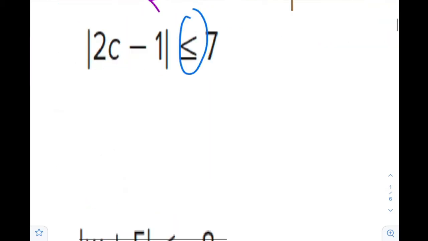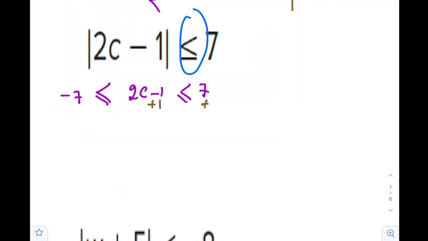Let's do it here. So I will copy this side and I will make it greater than or equal to negative 7. Then step 2, adding the 1 because I'm getting rid of everything nearby the variable. This will become, sorry, negative 7 plus 1, negative 6. And here 2c and less than or equal to 8. Now I want c alone, so I will divide by 2 both sides.